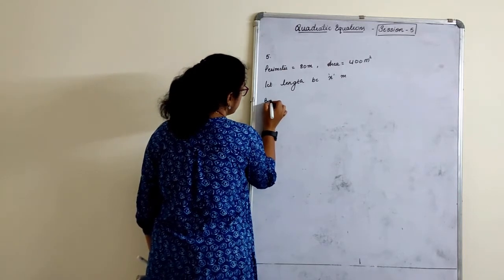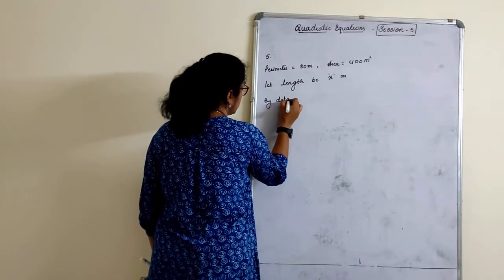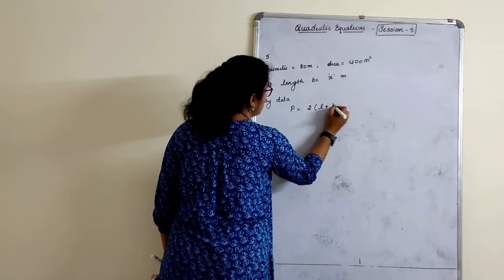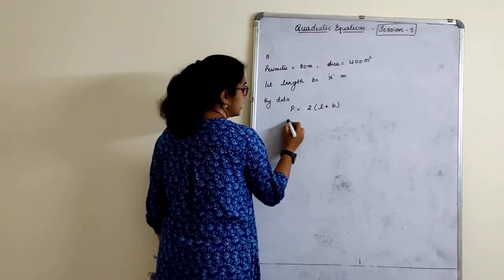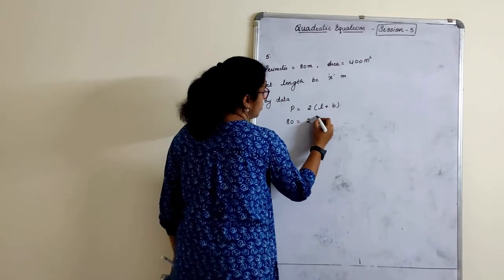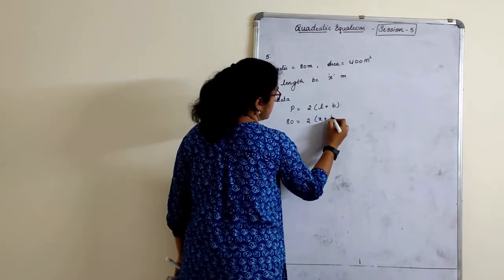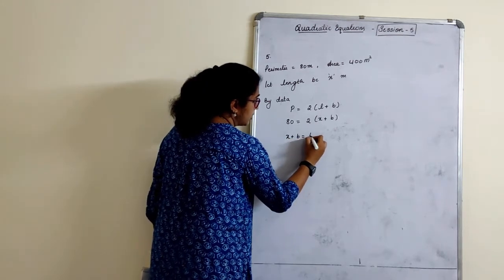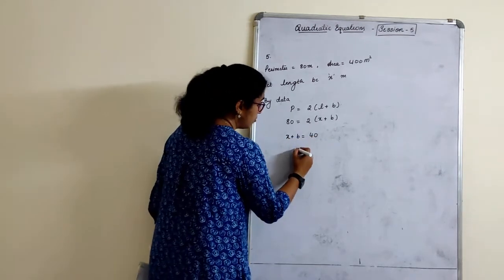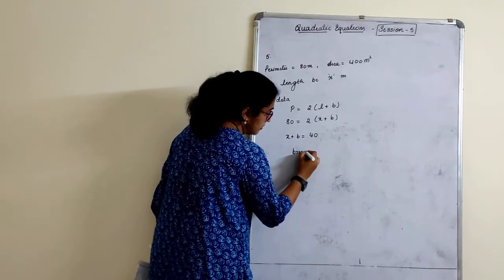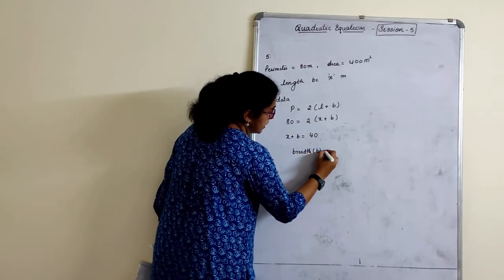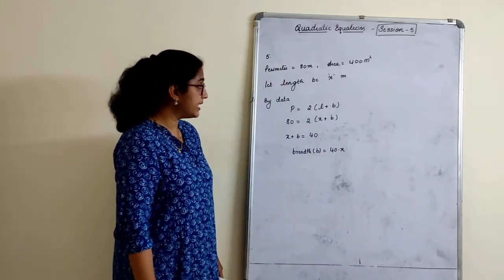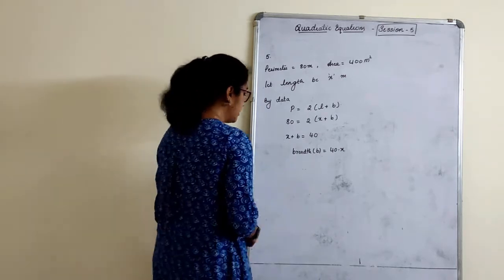By data, perimeter is equal to 2 times of length plus breadth. What is perimeter? 80. 2 times of length x plus breadth. Bring this 2 down, x plus breadth is equal to 40. So breadth is nothing but, I'll just write breadth completely, B is equal to 40 minus x. So we arrived at the breadth just by assuming that length is x.